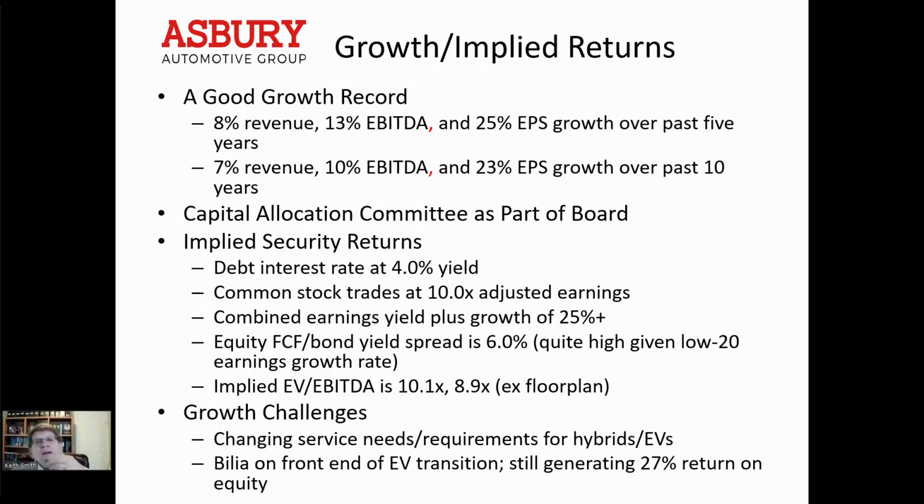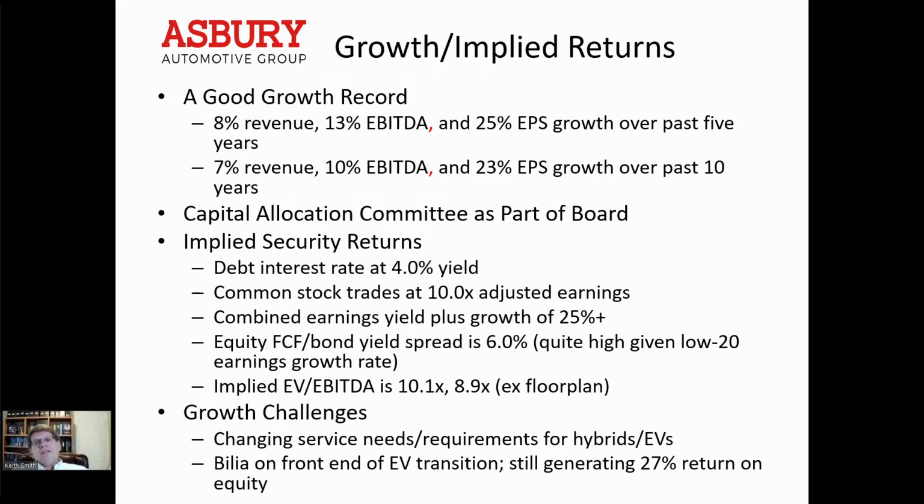So what you'll see here is that the companies have growth rates of 8 or 9%, which is a combination of GDP growth plus some acquisition growth. But from an operational leverage perspective, it's turned from 8 to 9% into 20% in terms of EPS growth over time. As we mentioned, the capital allocation committee is part of the board, which is interesting. It's unique. I don't know of any other company that's done this.